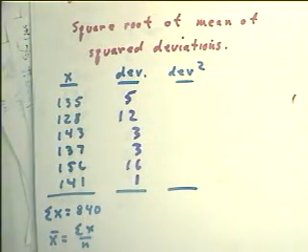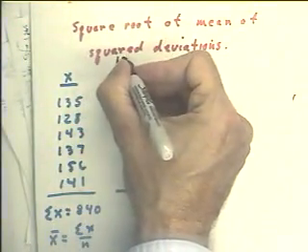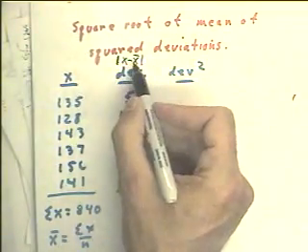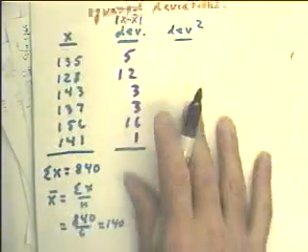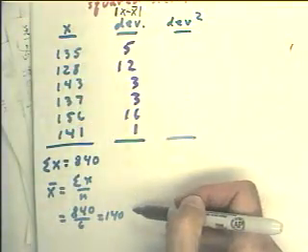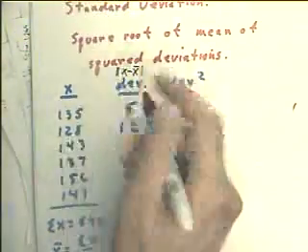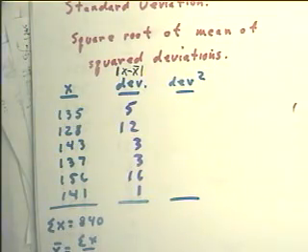So for the deviation, what we actually did was we took the absolute value of what we get when we subtract the mean from the value. We do x minus x bar and take the absolute value. 135 minus 140 is negative 5, and the absolute value is 5. So this little calculation shows us what we do to get the deviation, and then we square the deviations.